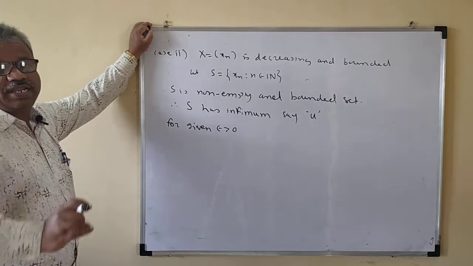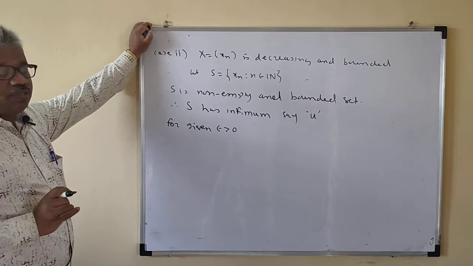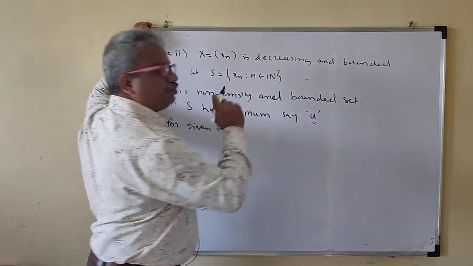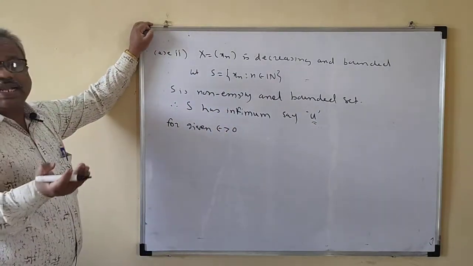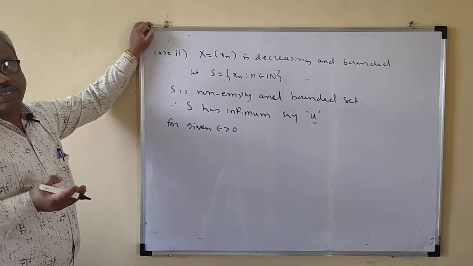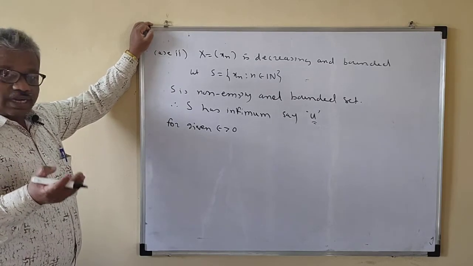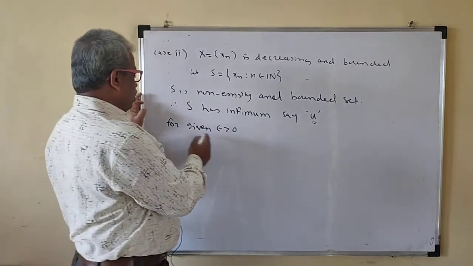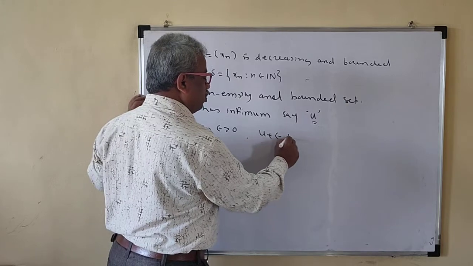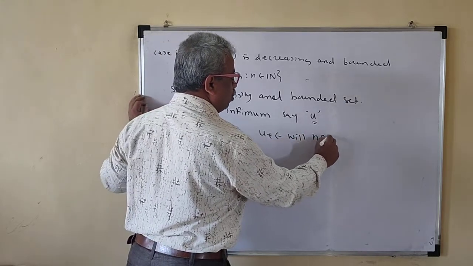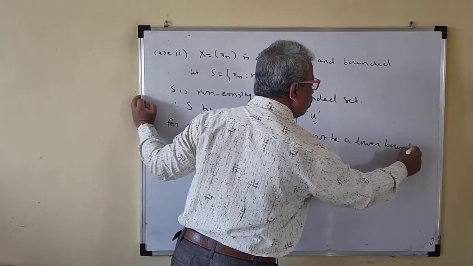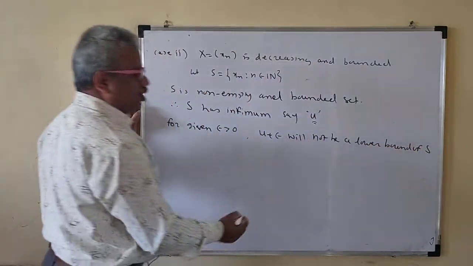That means what? It is the greatest lower bound. This is the greatest one. Right? So no number greater than U is a lower bound of S. So for given epsilon greater than 0, U plus epsilon will not be a lower bound of S. Lower bound means what?